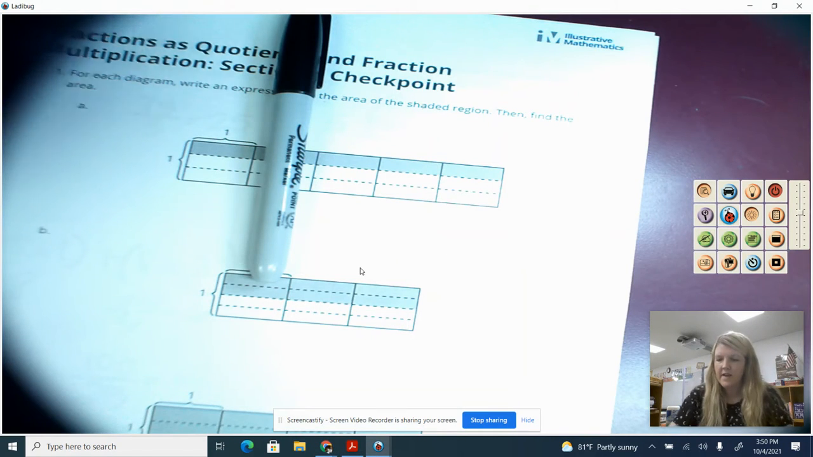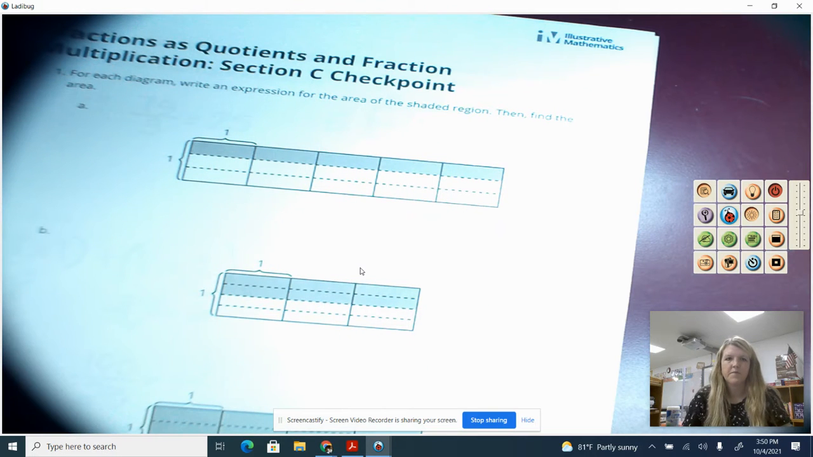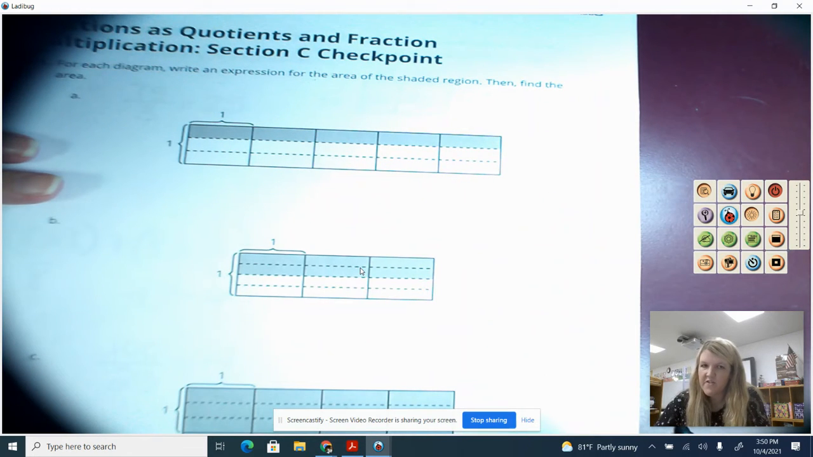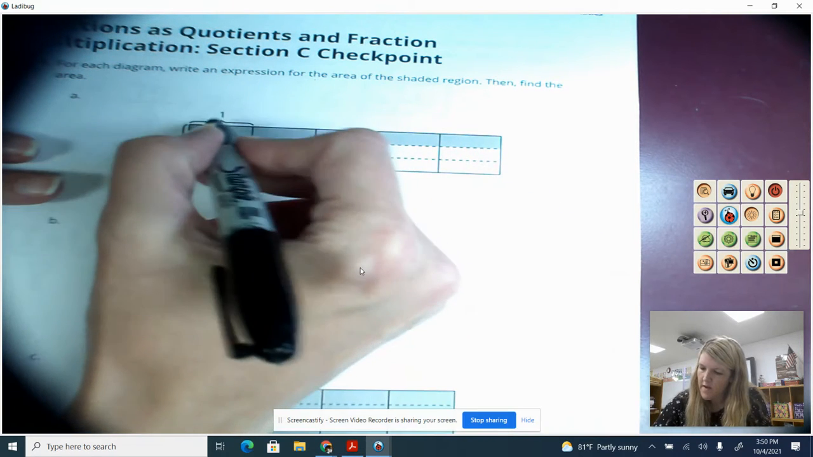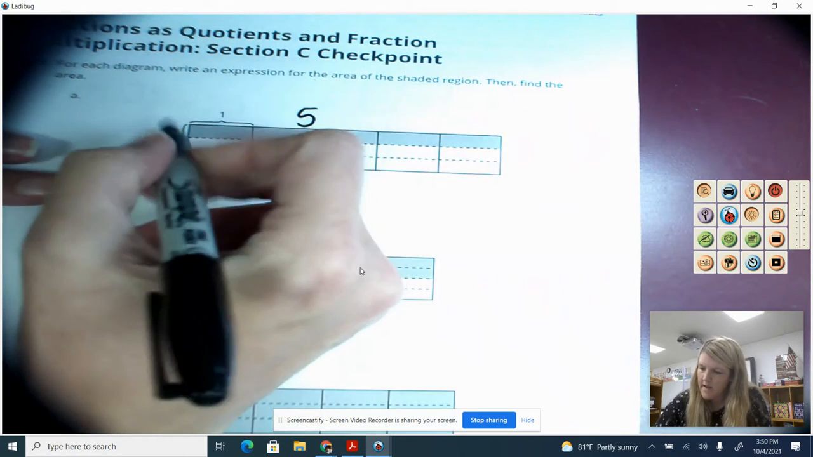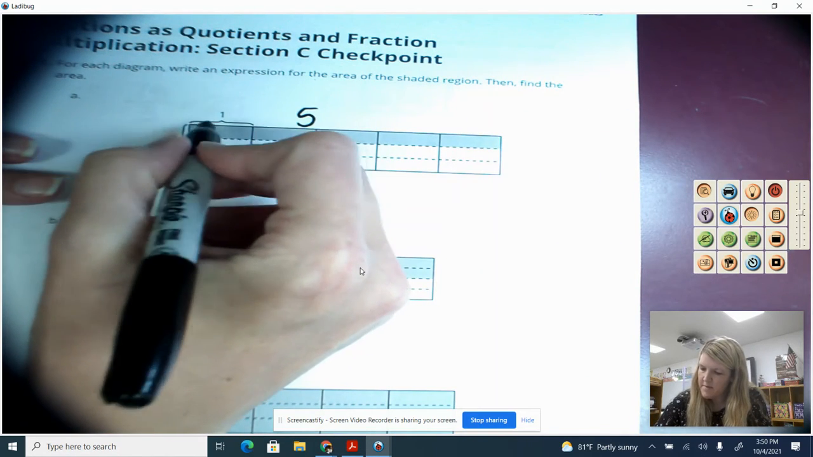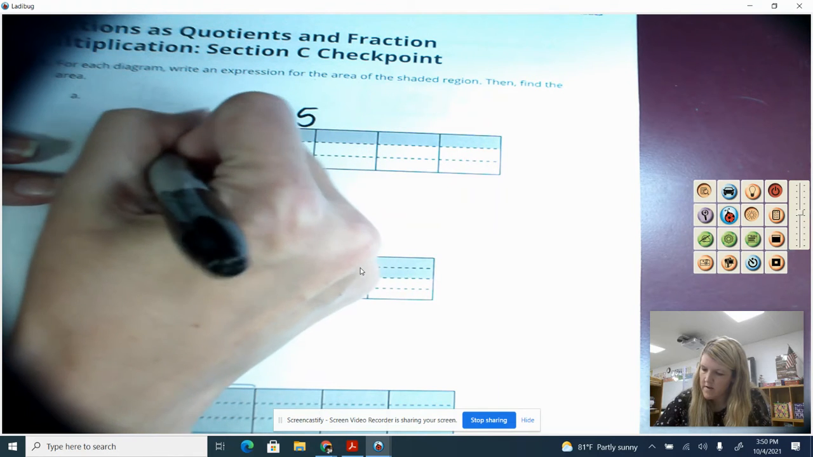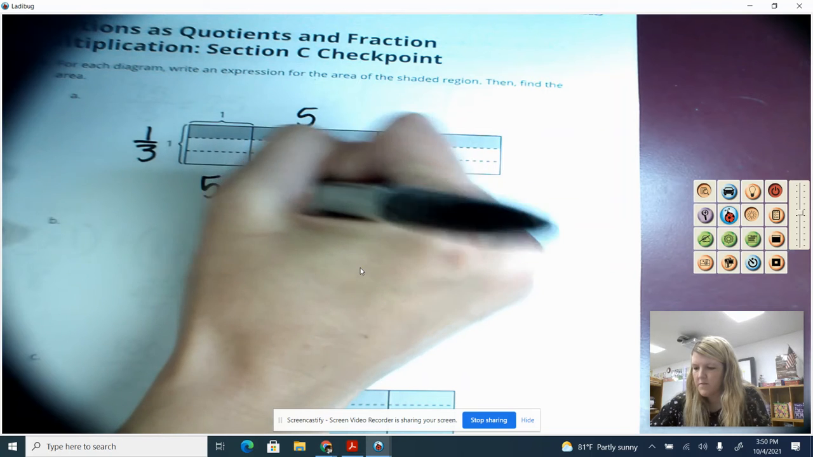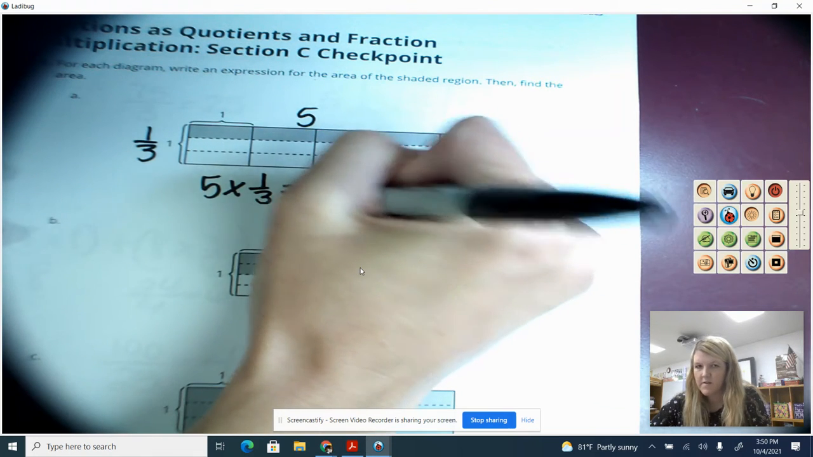All right, so I'm going to have you check your checkpoints, section C. It says for each diagram to write an expression for the area of the shaded region, then find the area. So I've got 1, 2, 3, 4, 5 here, and then my width is going to be 1/3. So my expression would be 5 times 1/3, which we know would equal 5/3.